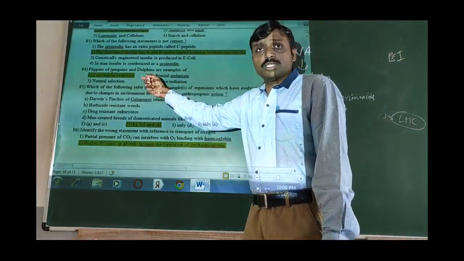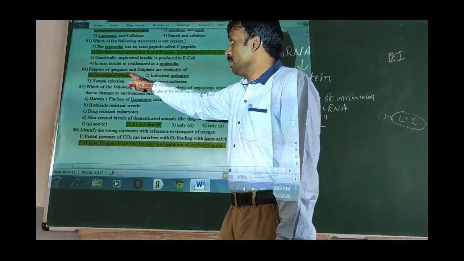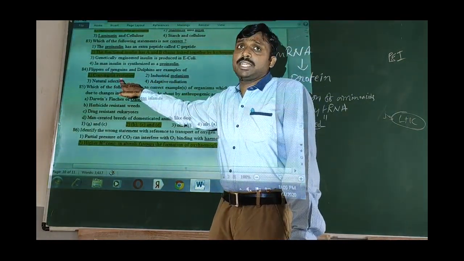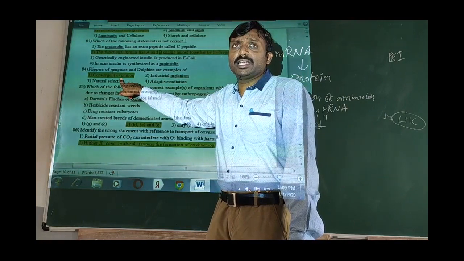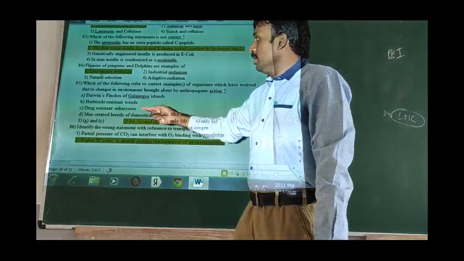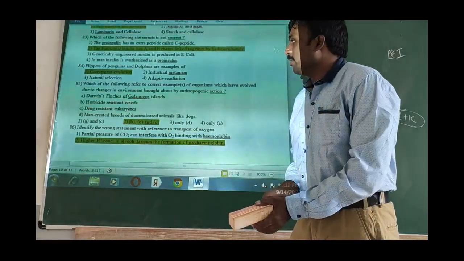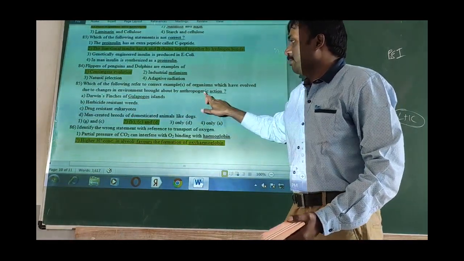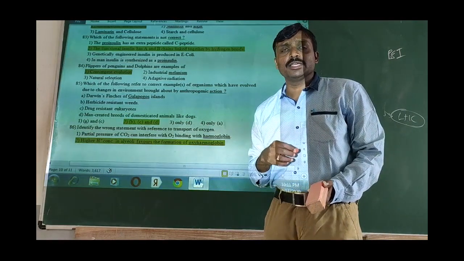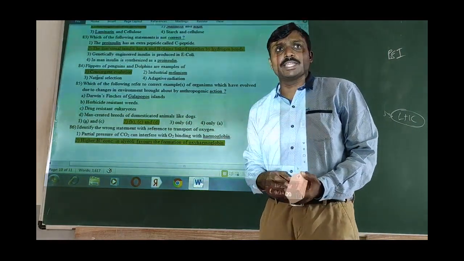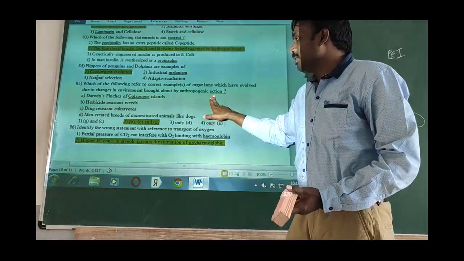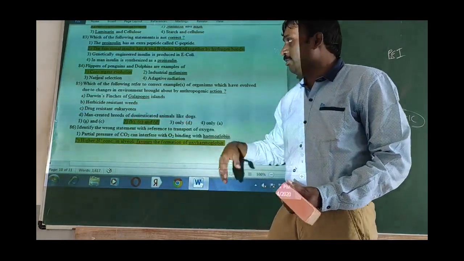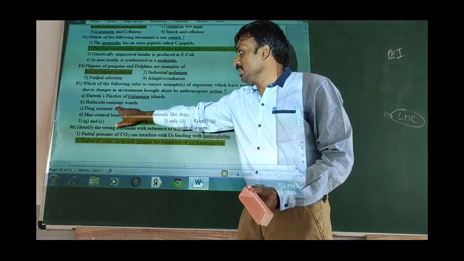Okay, so the 84th question is from the evolution chapter, second year syllabus. Flippers of penguins and dolphins are examples of convergent evolution. So next one, which of the following refer to correct examples of organisms? Anthropogenic action, in the sense of human-based activities. Due to human-based activities, what are the things we can observe from this? So in this, B, C and D.